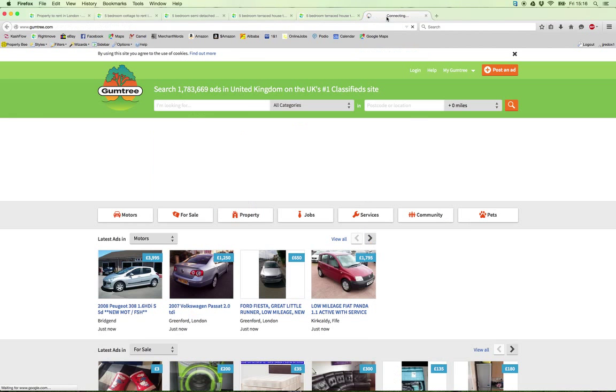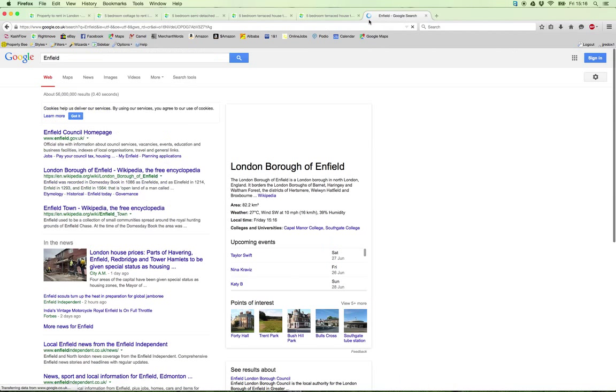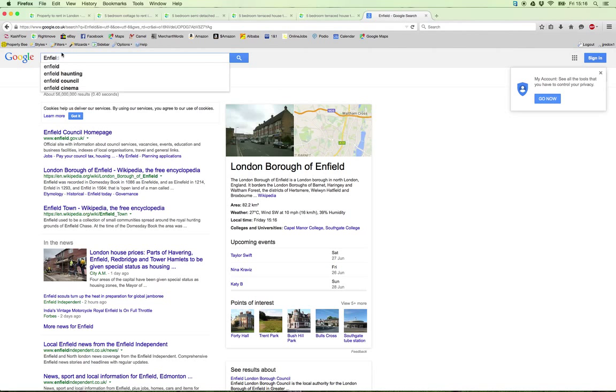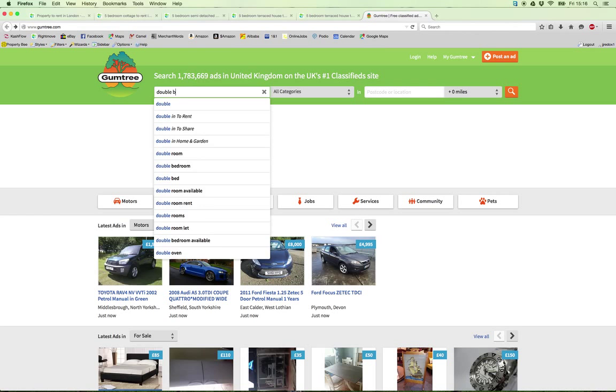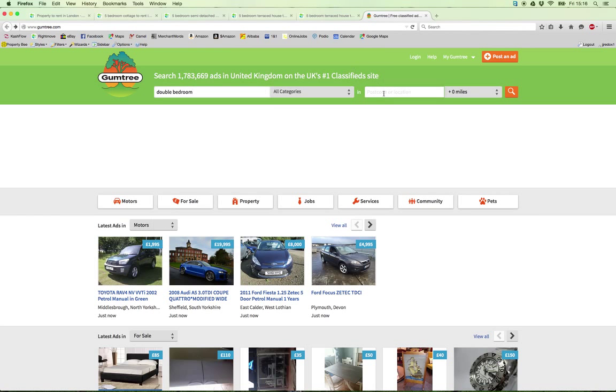Okay, sorry, a bit of a mistake there, I'm just going to come back on Gumtree. We're going to be looking for a double bedroom, and we're going to be looking in Enfield. There you go, keep it here for now, and we're going to have a look at what we find.